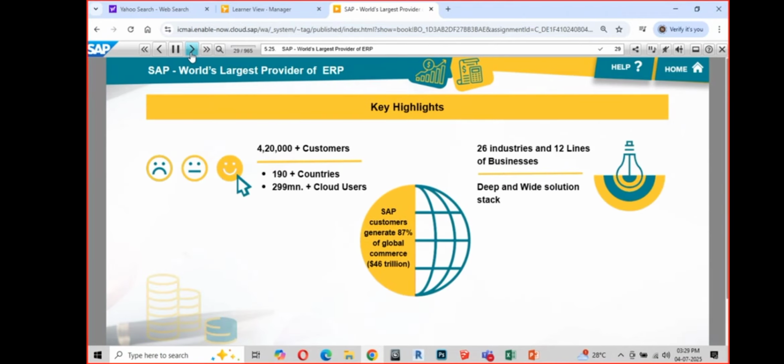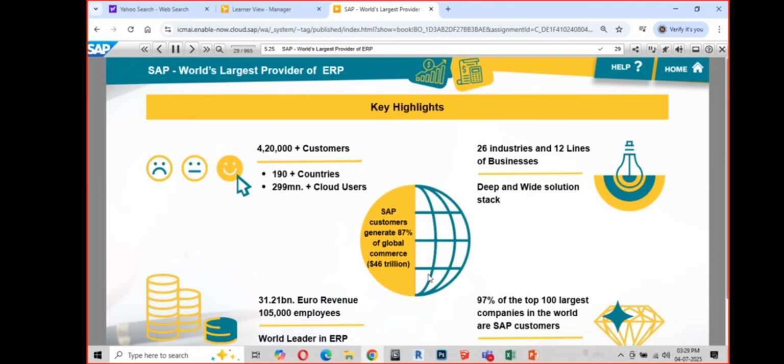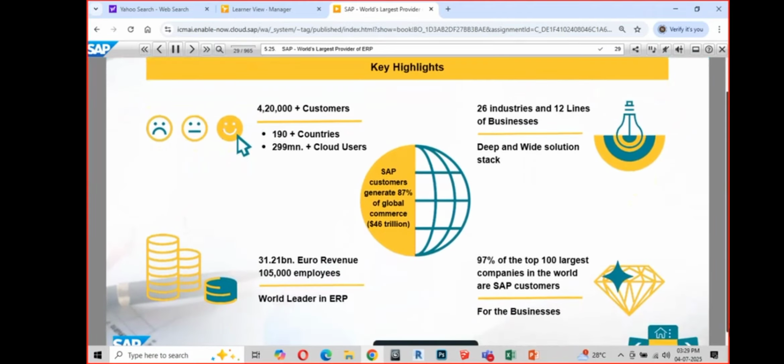You can all see the latest figures, as to what is the current status of SAP, how many of them are using SAP, right? In terms of revenue, in terms of the numbers, right?